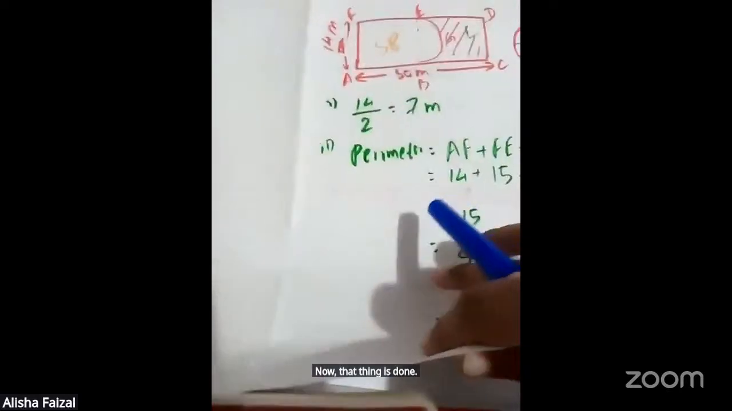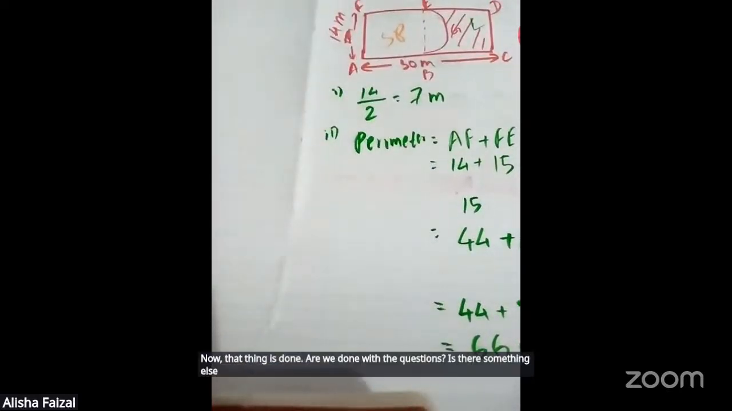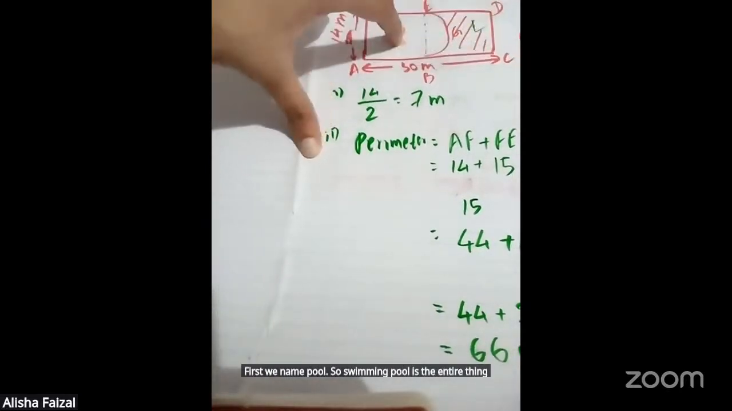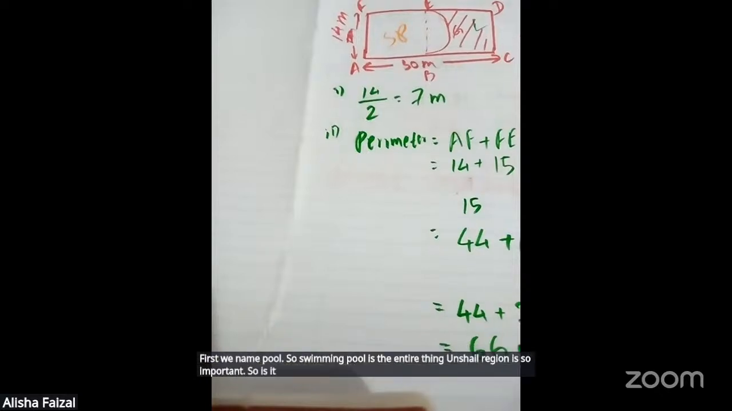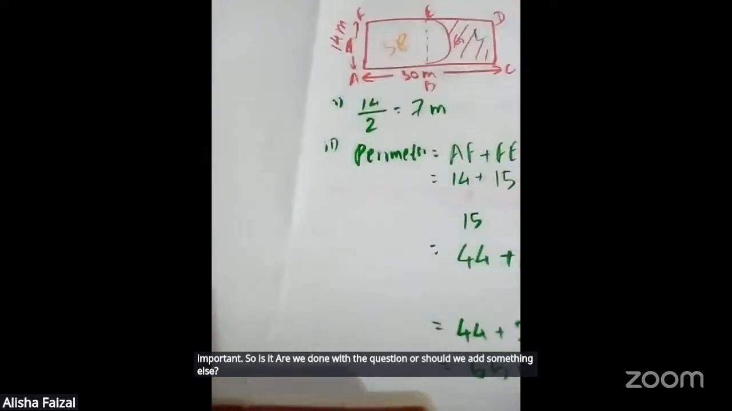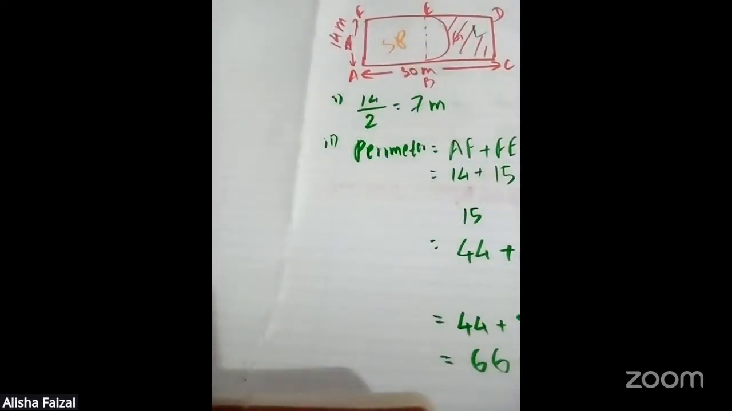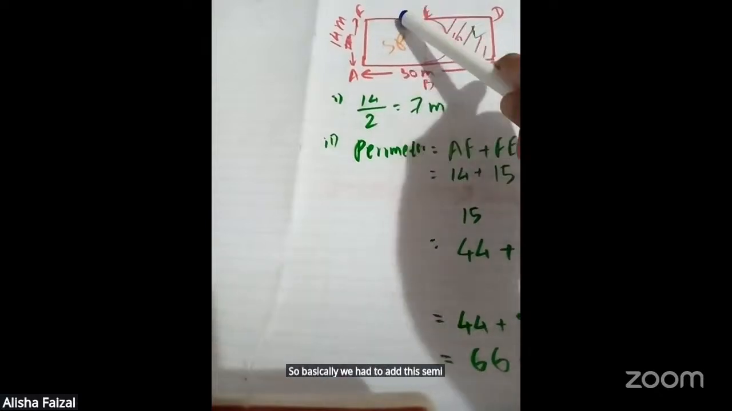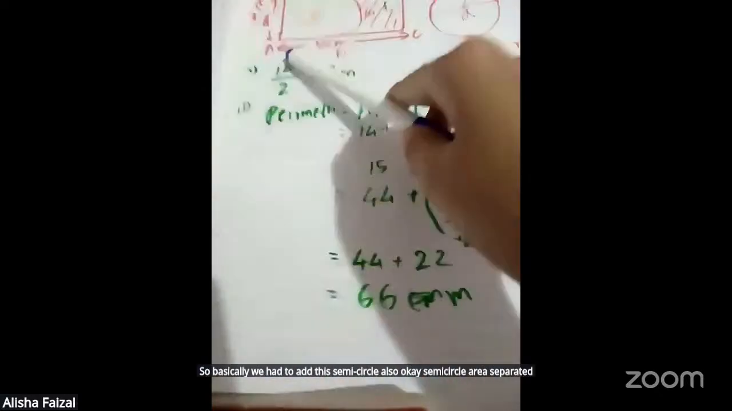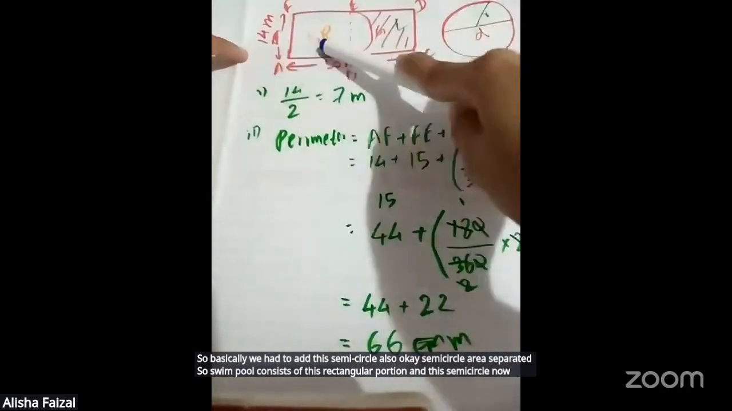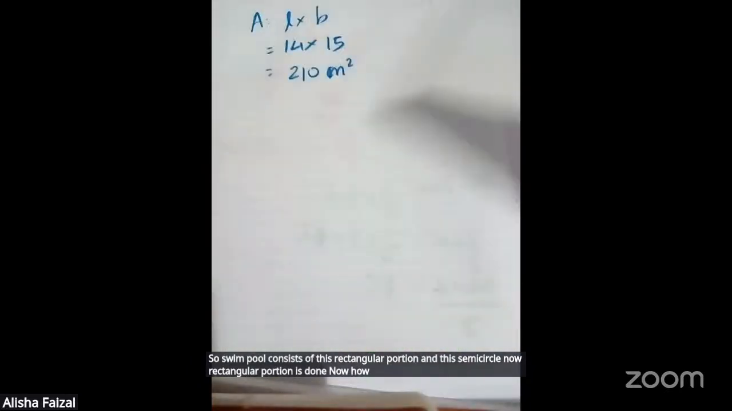Are we done with the question, or is there something else to add? For the swimming pool, the swimming pool is the entire thing. Unshaded region is swimming pool. So we have to add this semicircle also. The swimming pool consists of this rectangular portion and this semicircle. Now the rectangular portion is done. Now how to find the area of the semicircle?